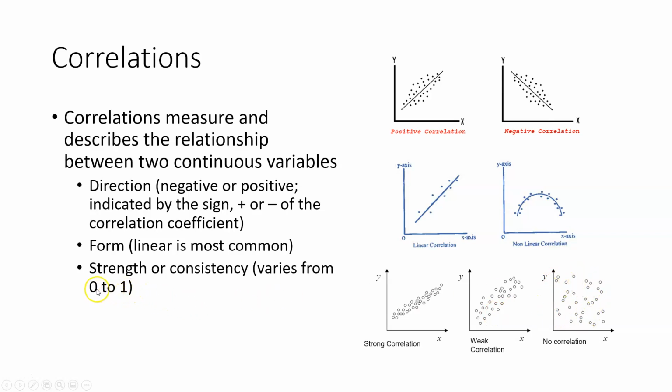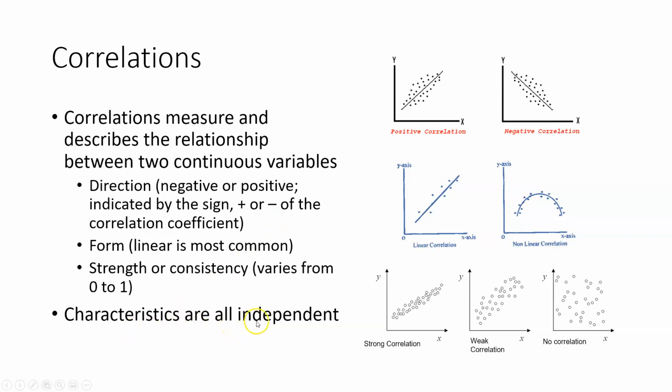So a correlation can range from 0 to 1, and because it can be either positive or negative, it actually varies from -1 to +1. But the strength or consistency, that component of it, will range from 0 to 1. And when you include the sign, then it ranges from -1 to +1.